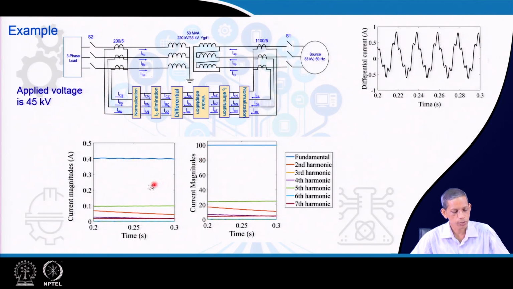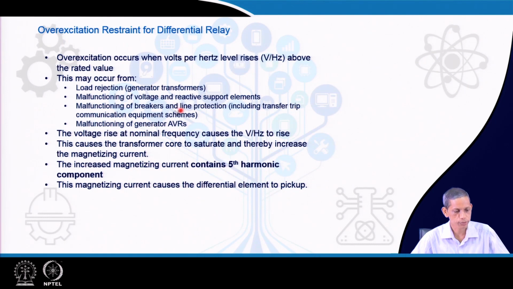Then when you analyze the current magnitudes of the different harmonic components, in terms of the percentage of the fundamental also, the fifth harmonic component, the green one, is of very high value, and it will make the corresponding blocking arrangement for the differential operations.